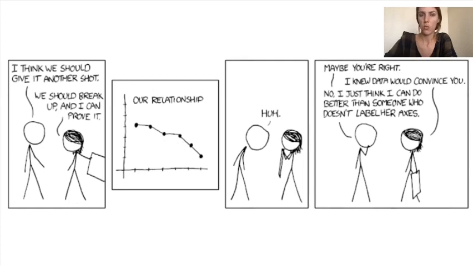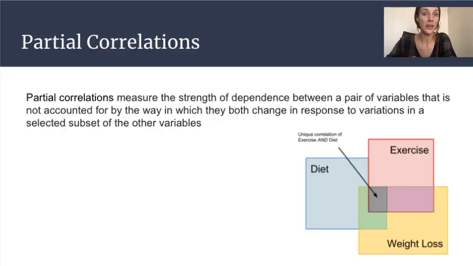All right, so we're going to talk about one other aspect of correlations. This is something that we will not calculate ourselves, but that we will do in our lab portion of correlations, which is using what we call a partial correlation. A partial correlation measures the strength of dependence between a pair of variables that is not accounted for by the change in response to variation based on a subset of other variables. So that's very long, okay?